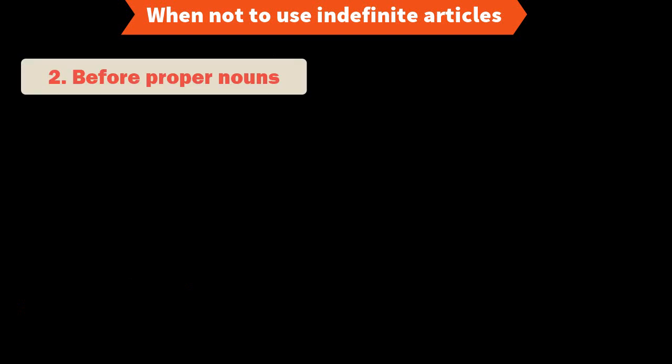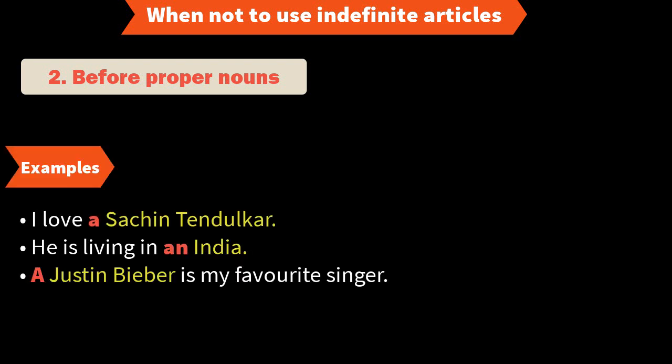Next rule, where we do not or cannot use indefinite articles, that is before proper nouns. Now, what are proper nouns? Nouns that are proper, that are specific, are called proper nouns. So we cannot use an indefinite article before a proper noun. I cannot say I love a Sachin Tendulkar, because Sachin Tendulkar is a proper noun, right? It's a specific person. So I cannot say I love a Sachin Tendulkar. That'd be very stupid of me to say that.